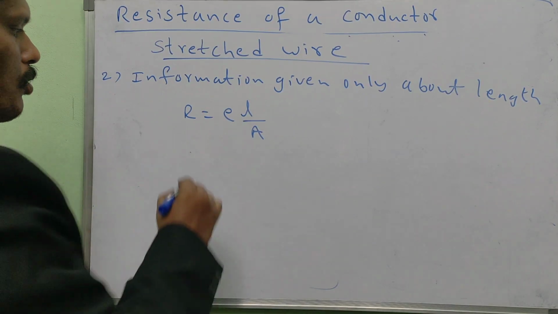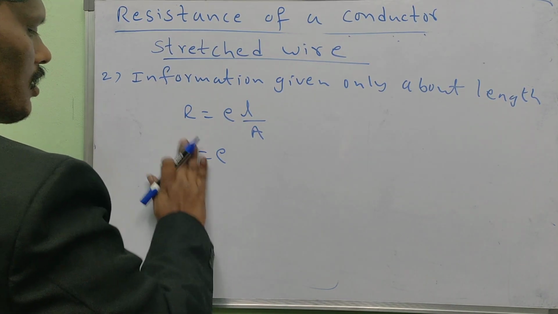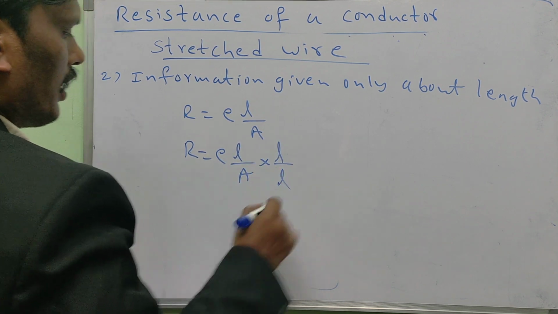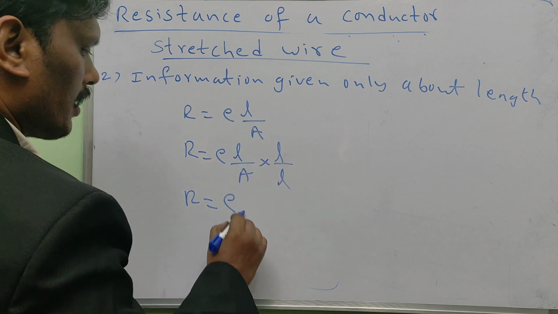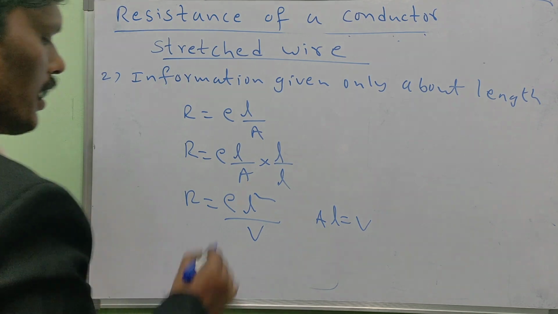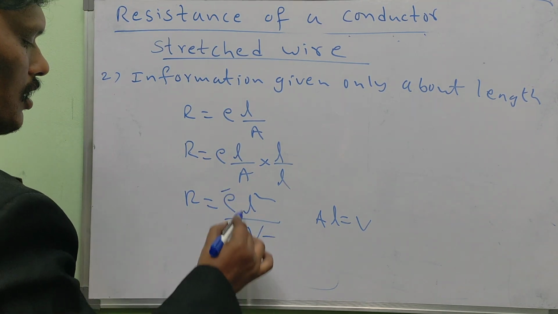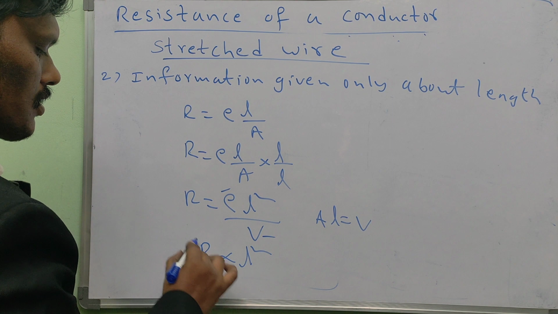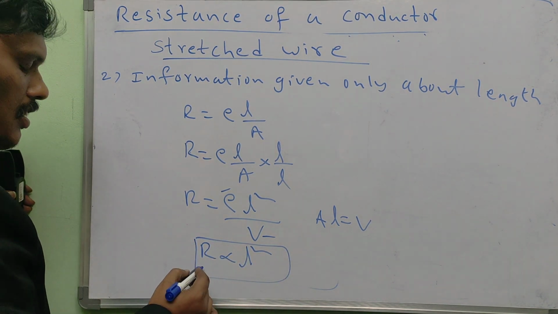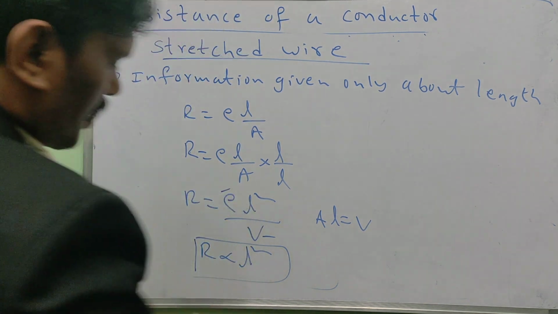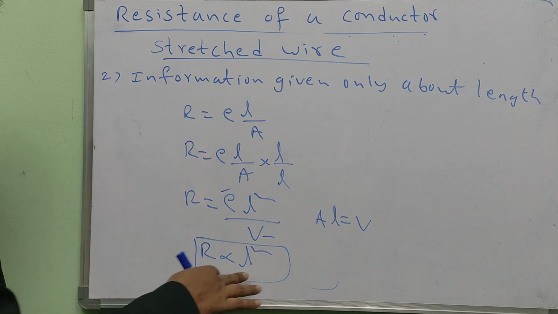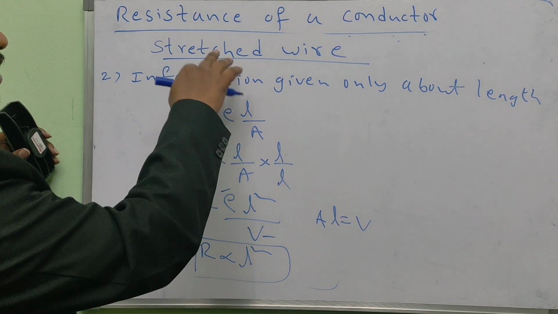If information is given only about length, in this formula multiply the numerator and denominator on the right hand side by length. Then R is equal to rho into L squared upon area into length, and area into length is equal to volume. In this case, resistivity is constant and volume is constant. Then R is proportional to L squared. This is the relation between resistance R and length L, if only length is given in the problem for the stretched wire.